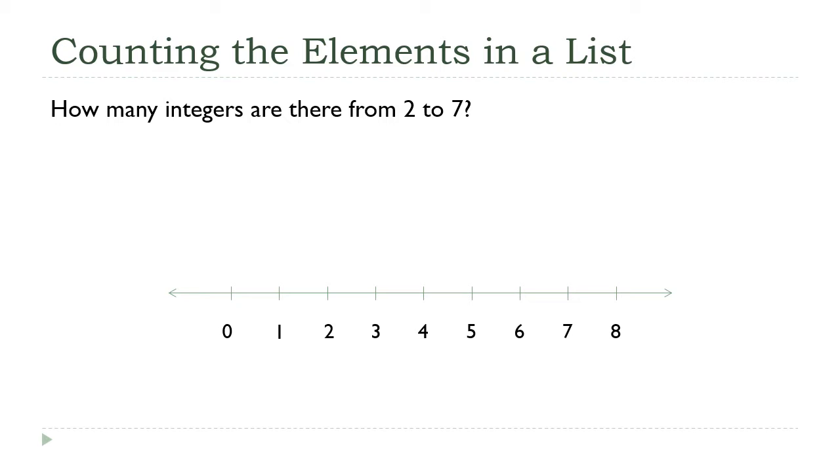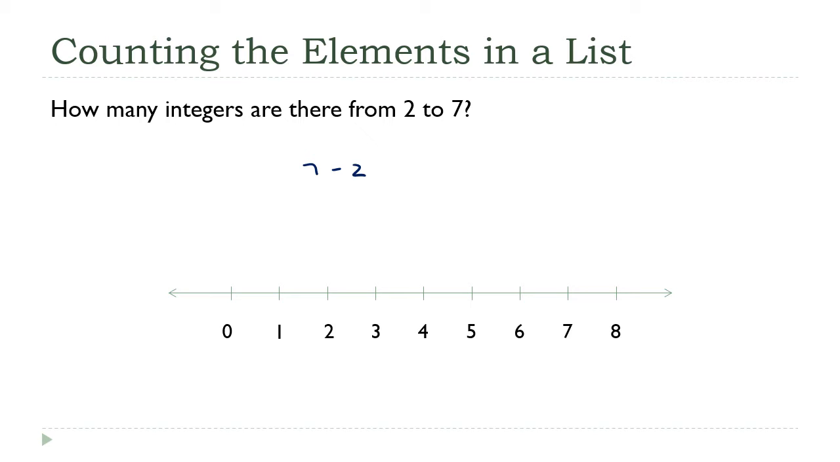Okay, well, the first thing we need to be clear about is when we talk about a list from a number to a number, we're including the two numbers at the end. So we want to include 2 and 7 in our count here. Now, the natural thing to do is to just subtract the two numbers and say, okay, well, it's 7 minus 2, but if you do that, it doesn't work. If you do that, you get 5, and 5 is not the answer. And here's why. Subtraction really doesn't do what we need it to do.